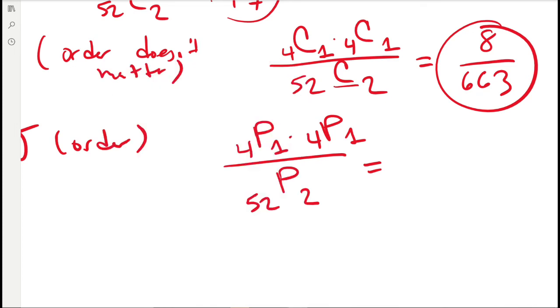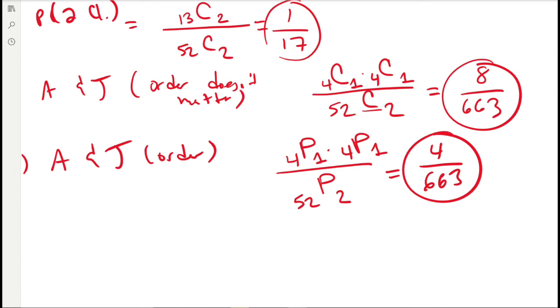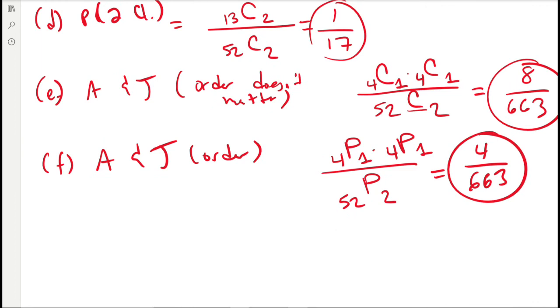All right, so in that case, the final fraction will be 4 out of 663. So basically, half of the chances of the ace and jack where the order doesn't matter, which makes sense, because you have twice as much of a chance if order doesn't matter. In this case it has to be ace and jack, but in the other case it could be jack and ace and it would still count. So you have two times more of a chance to get that combination, if that makes sense. All right, so this math actually works out and it makes sense logically.